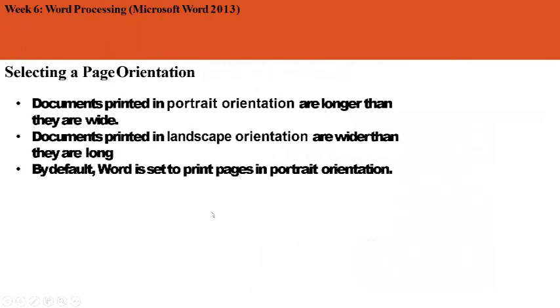Then you can also select the page orientation. So documents printed in portrait orientation are longer than they are wide. So mas mahaba. While documents printed in landscape are wider than they are long. So mas maliit pero yung width niya, the width is smaller than its length.